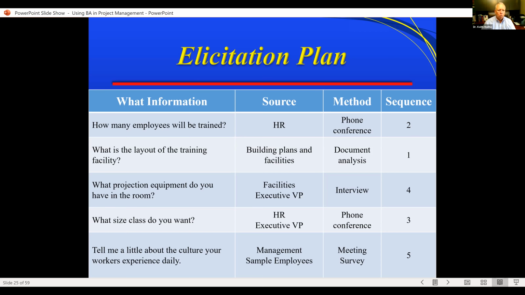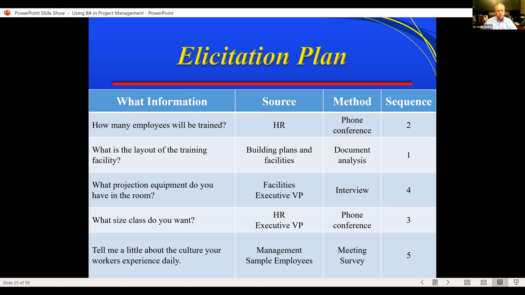Okay, so on the left, what information? You're looking at certain questions you would ask. Now I've only got one question here per thing, but the truth is you could have 20 questions that you're going to ask HR. You could have 30 questions that you're going to ask facilities executive VP. So I've just given you a question so that you can see the grid, but don't look at that as I've just got one question. You could have 30 questions or 50 questions you're asking someone, as you know. So anyway, you're asking the question to the source, and what's your best method to communicate with them? Is it face-to-face? Is it going to be meetings, surveys, phone conference?